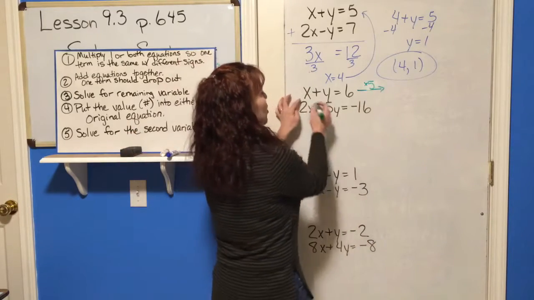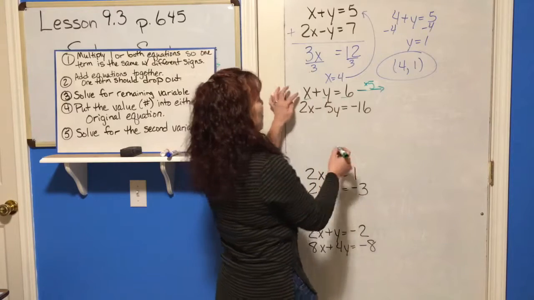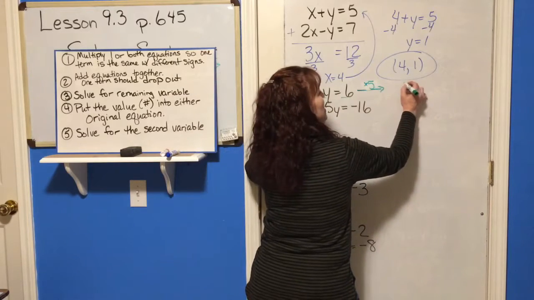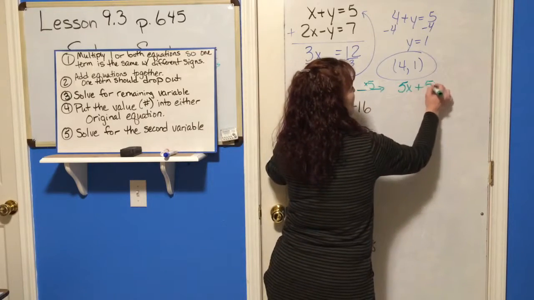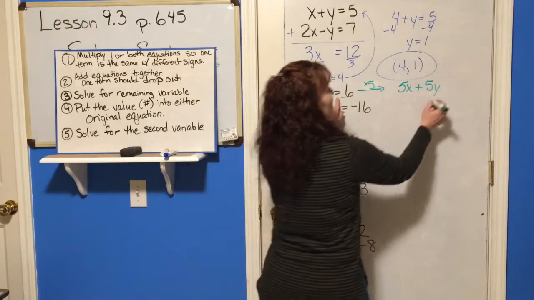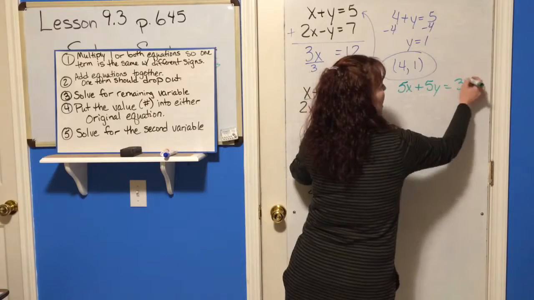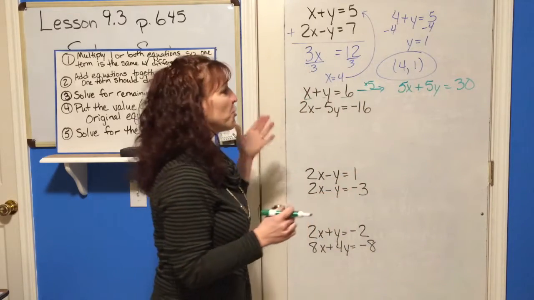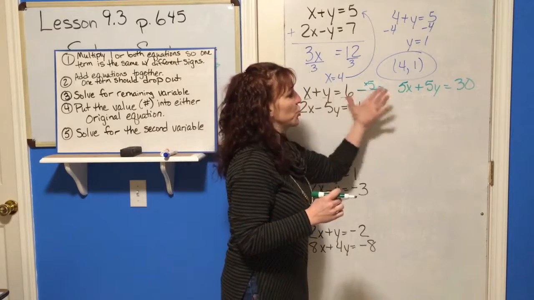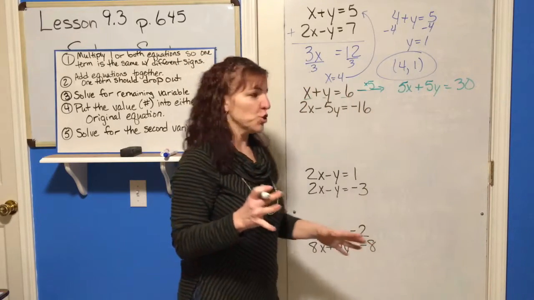So every part has to be multiplied by 5. So we've got 5 times x is 5x. We've got 5 times y is 5y. And we've got 5 times 6 is 30. And now you see I kept my symbols where they were. If you're multiplying by a positive number, you just keep all the same symbols in there and just move it over.